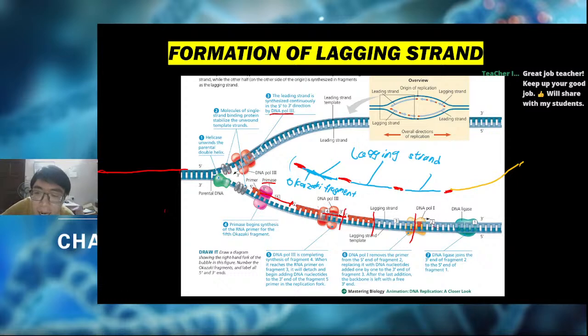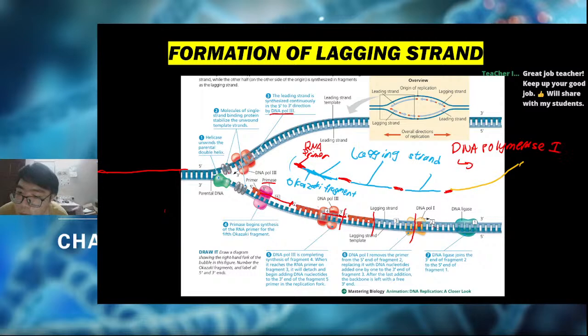Then, since there is RNA primer here, in replication we do not want RNA, we want DNA. So another enzyme called DNA polymerase 1 will remove the RNA primer. The function is to remove the RNA primer.